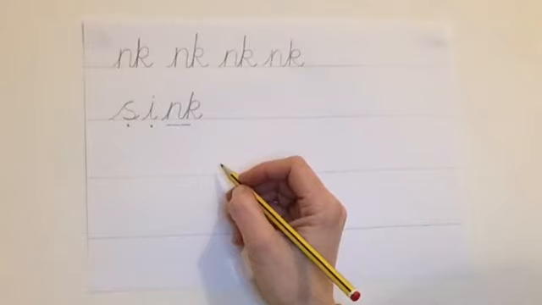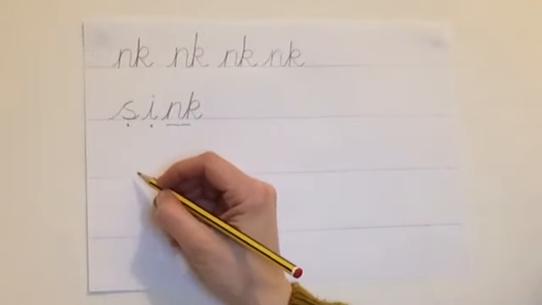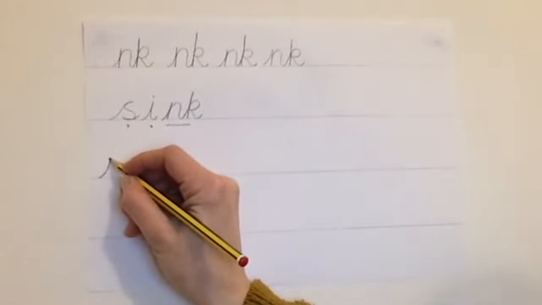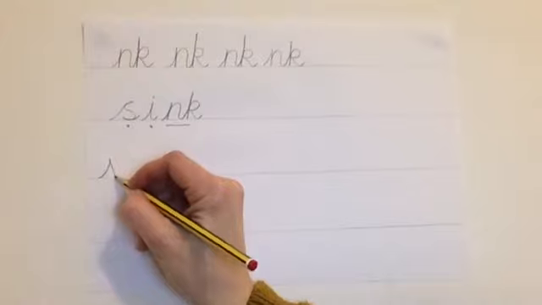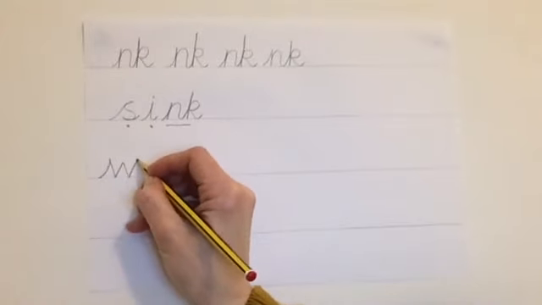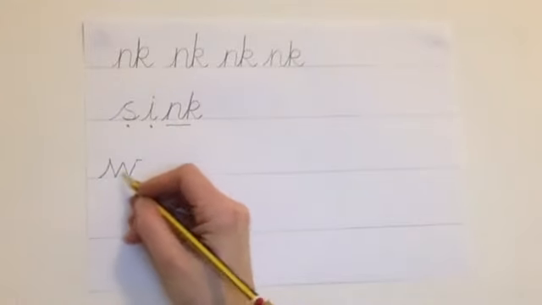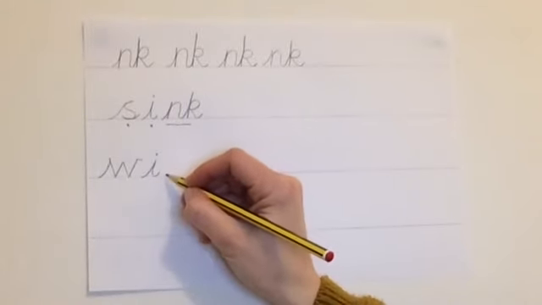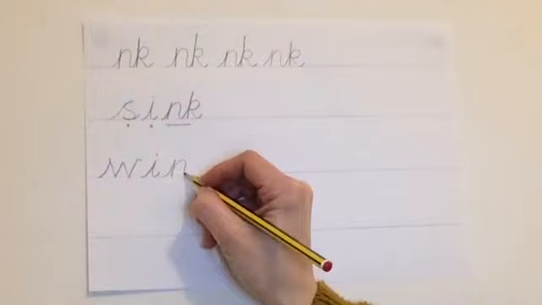Let's try a new word. W-i-unk. What can you hear? W-i-unk. I can hear wink. So I'm going to sweep up for my letter W. Up we go for w. We go down, up, because we're making that worm, aren't we? W-i, down the insect, dot for his head, and then unk.